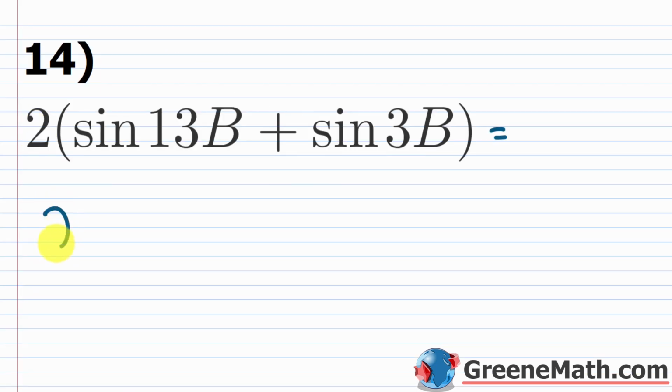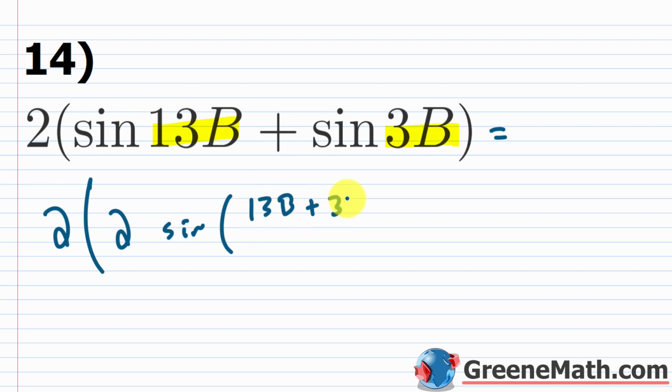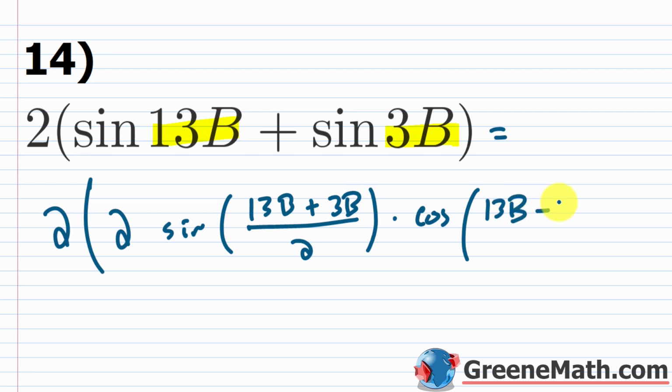Okay, this one's tricky because you have a 2 already out front. So don't make the mistake of just putting 1, 2. You need a 2. And then the formula is 2 times your sine of a plus b. So this is your a and this is your b. So I'm going to go 13b plus 3b, and this is divided by 2. And then you have times your cosine of, now you're going to do a minus b and divided by 2. So 13b minus 3b, and this is divided by 2.